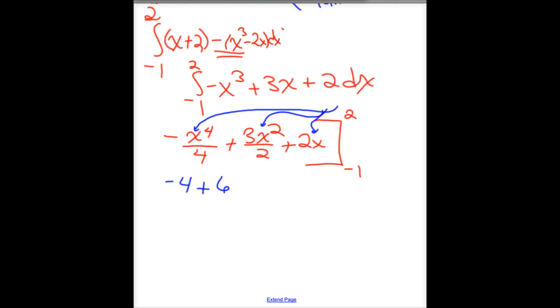plus 4. Am I still good? Watch my arithmetic. I think I'm good. Make sure you go minus. Make sure you put brackets so that you don't make any sign errors.